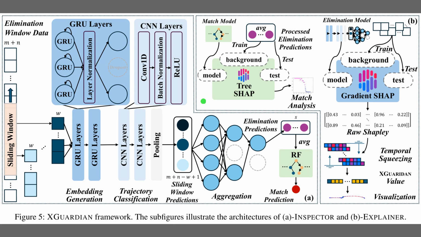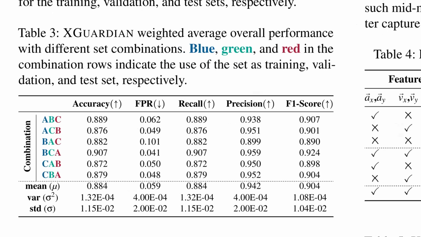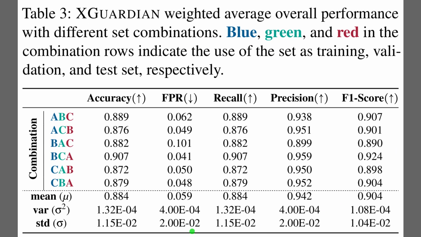Figure 5 details the internal architecture. On the left, Panel A breaks down the inspector module, which processes data using a sliding window. Each segment feeds into a hybrid network, combining gated recurrent units and convolutional neural networks to capture both temporal sequences and local aim patterns. A random forest classifier then aggregates these signals to render a final verdict. On the right, Panel B illustrates the explainer, which applies Shapley additive explanations to identify suspicious features. The bottom right highlights a novel temporal squeezing mechanism, which condenses overlapping window data into a single, clear visualization for human review.